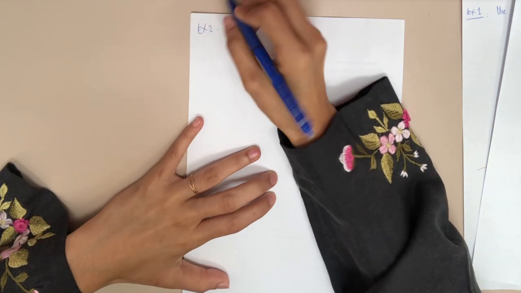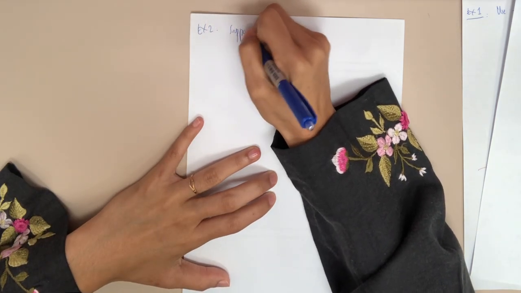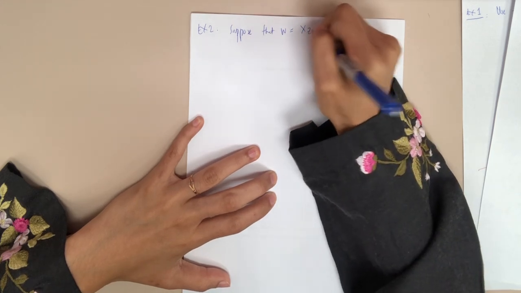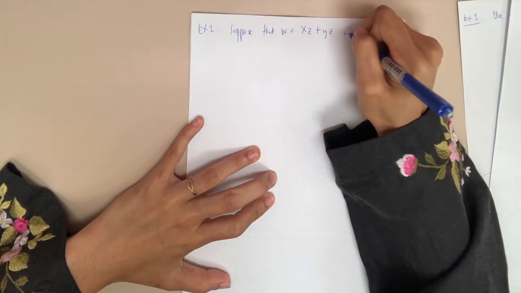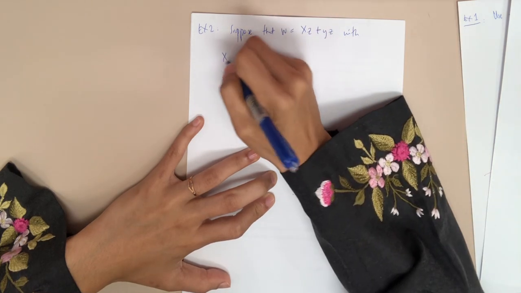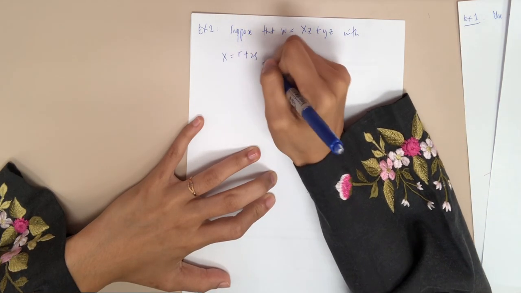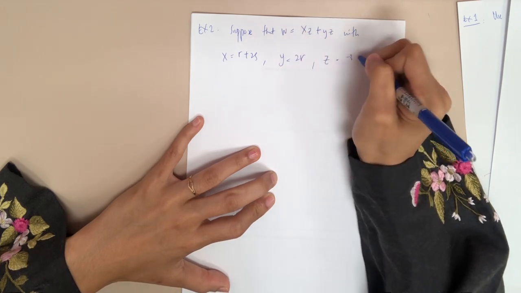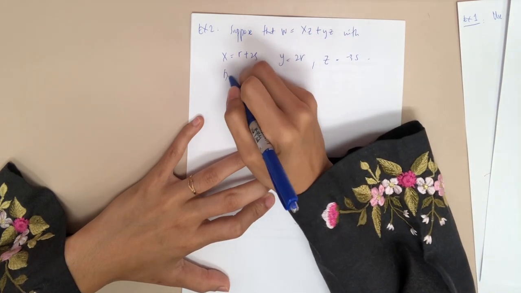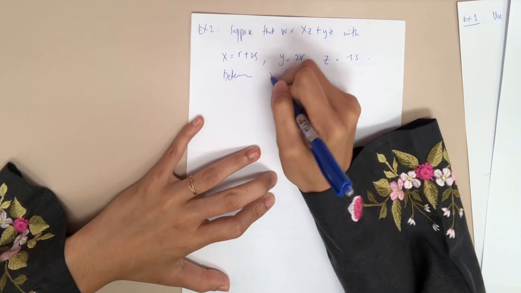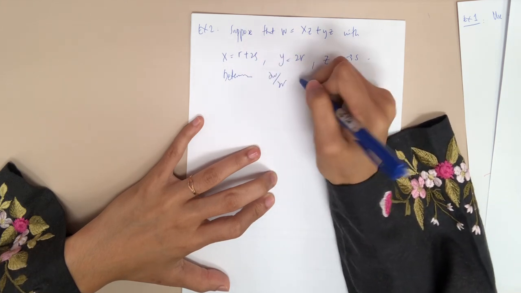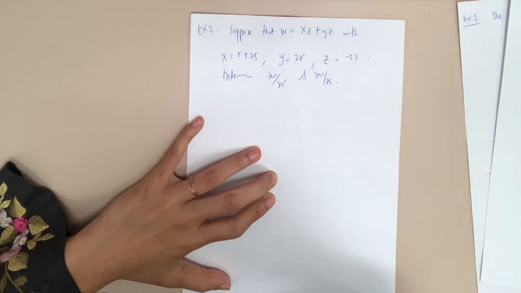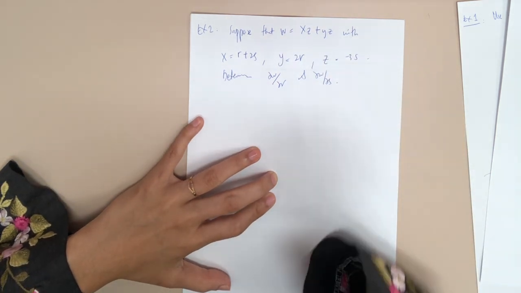Okay, example 2. Suppose that w equal to xz plus yz, with x equal to r plus 2s, y equal to r, z equal to negative 3s. Now the question asks you to determine dw/dr and dw/ds. So first thing first, you need to draw your tree diagram.